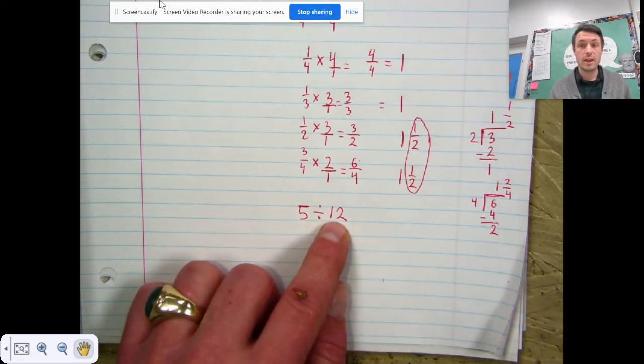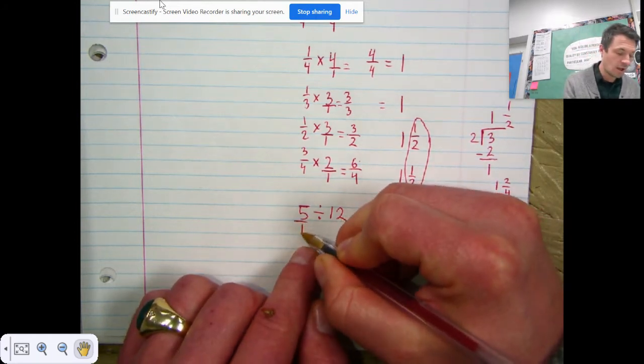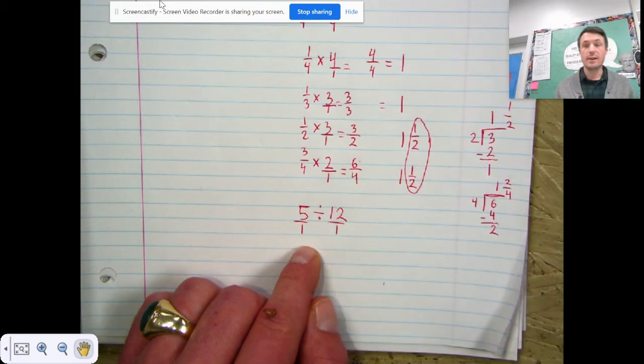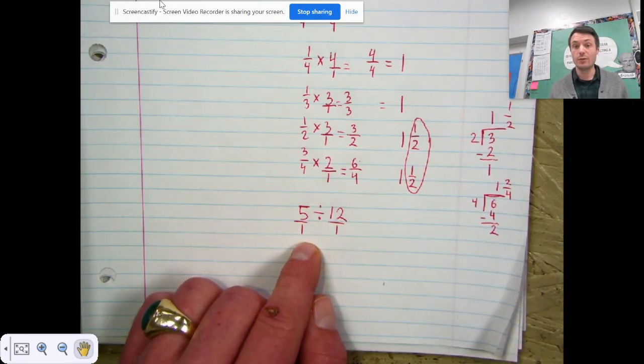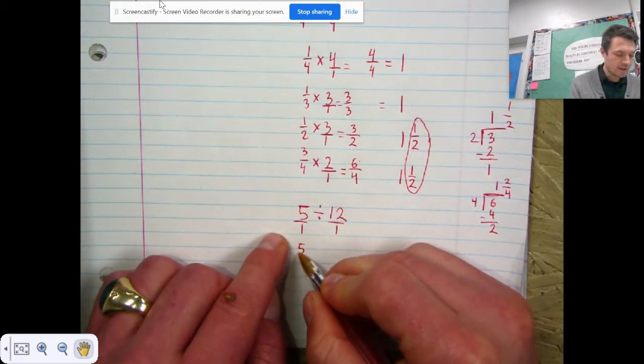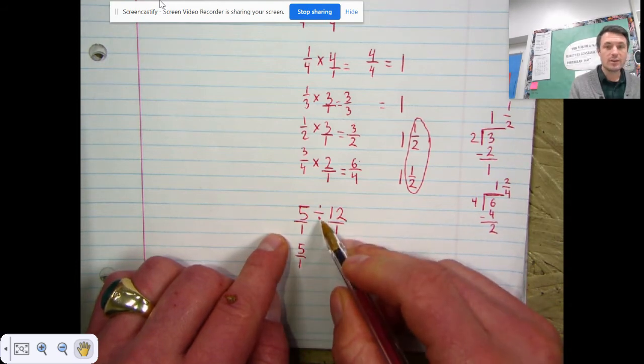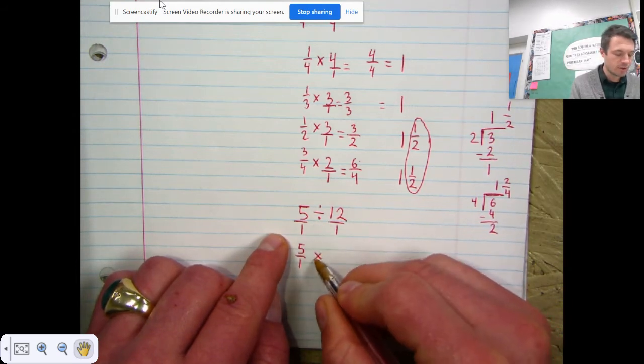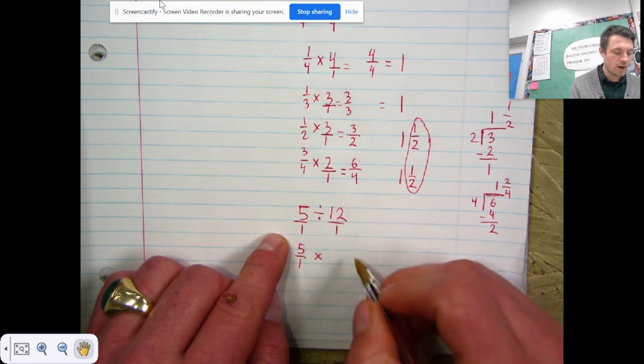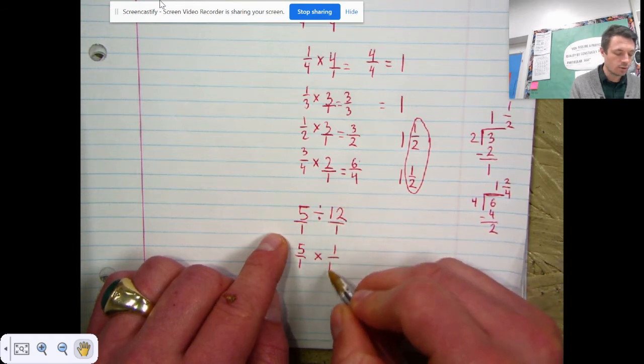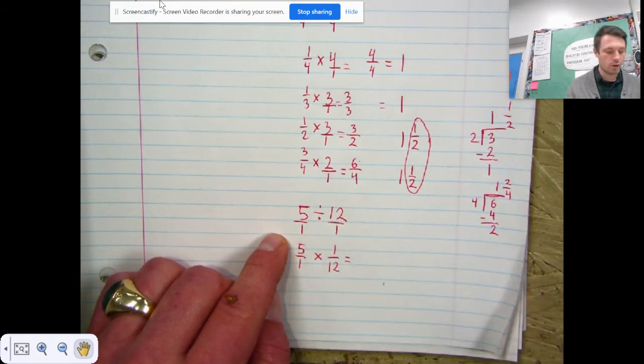We learned this in chapter 10 by doing it as if it's fractions. Look, we can give each of them a denominator of 1. Now they're fractions, and we know how to divide fractions. The first fraction stays the same. Flip the sign from division to multiplication. Flip the second fraction from 12/1 to 1/12. And now we multiply straight across.